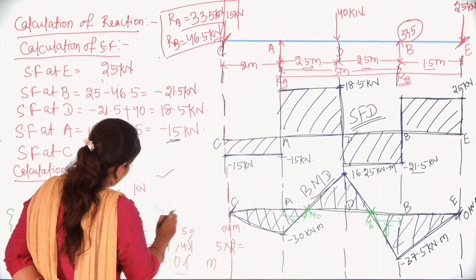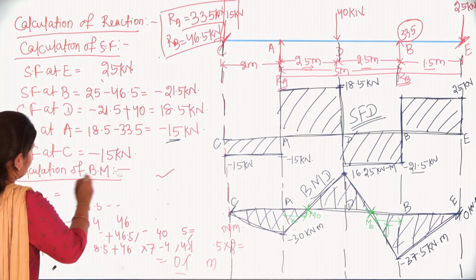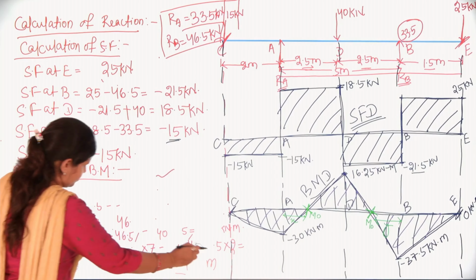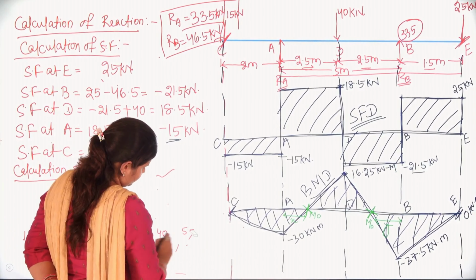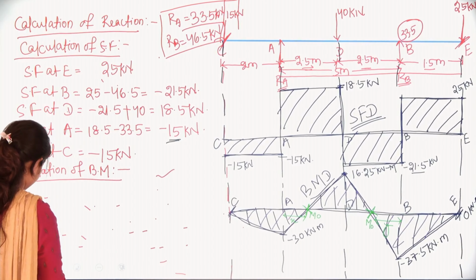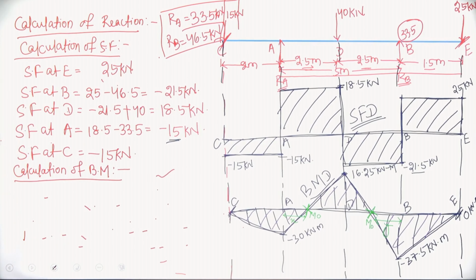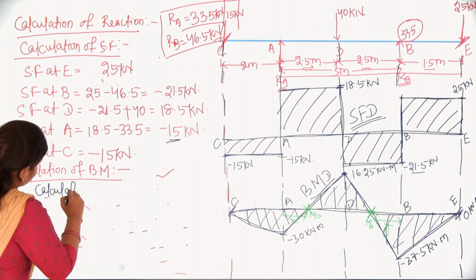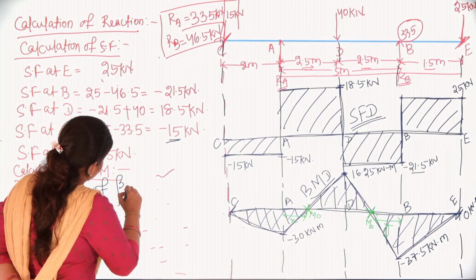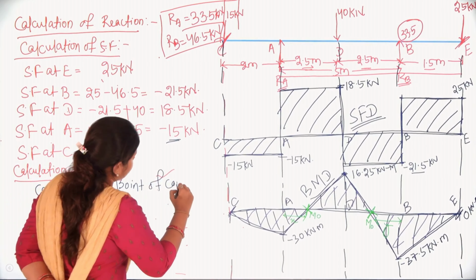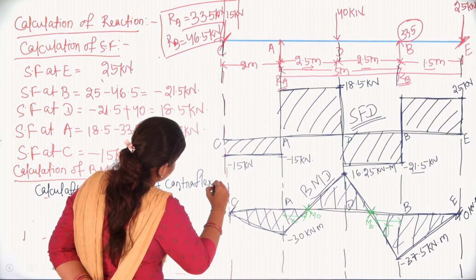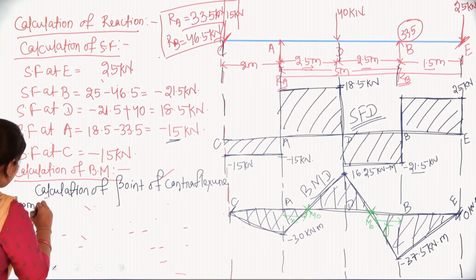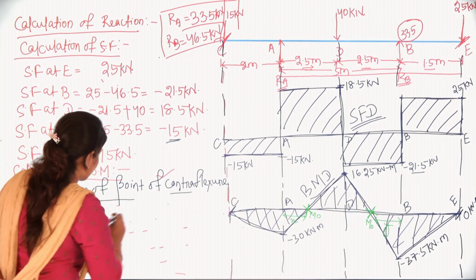We will calculate the point of contraflexure from point A. First thing we will do is the calculation of the point of contraflexure, the distance from A. Okay, so first we will calculate x.